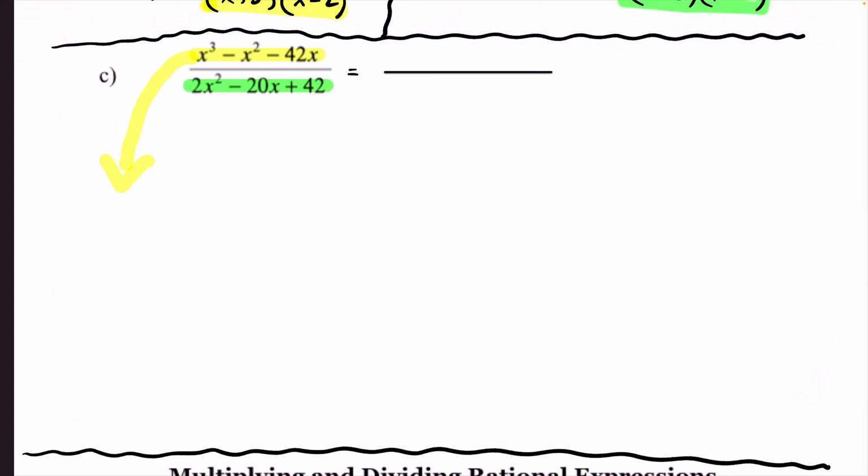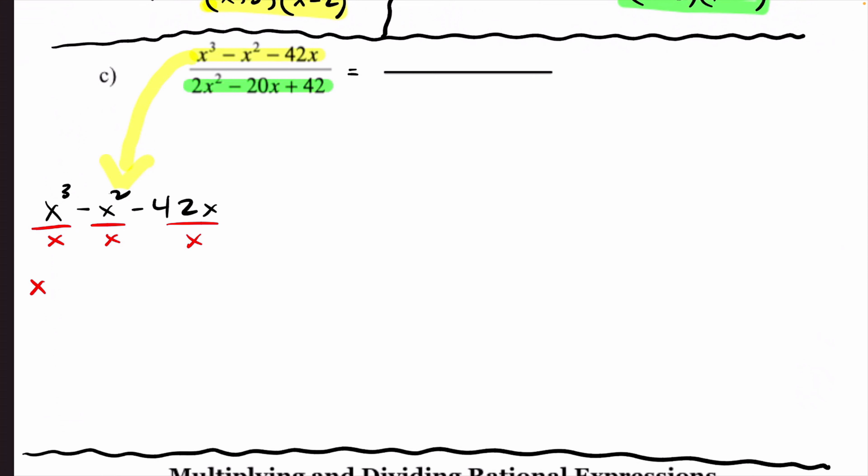Okay? So we get x to the third power minus x squared minus 42x. So since it's a trinomial and we want to factor it, first question we're going to ask ourselves is it in the correct order? Yeah. Is there a GCF besides positive 1? Yeah, this one does, right? Sometimes they'll sneak one in there that does have a GCF, so you always want to do a GCF first.